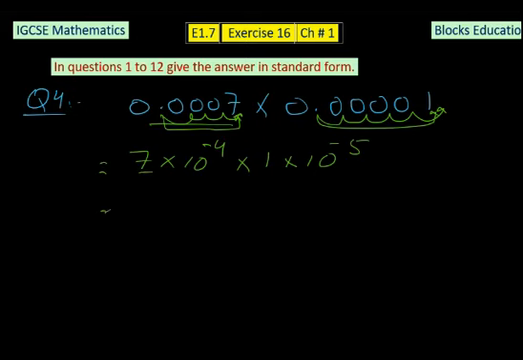So 7 ones are 7 into 10 raised to power, because bases are the same, you add up the power. Minus 4 minus 5 makes minus 9. So this is the standard notation: 7 into 10 raised to power minus 9.